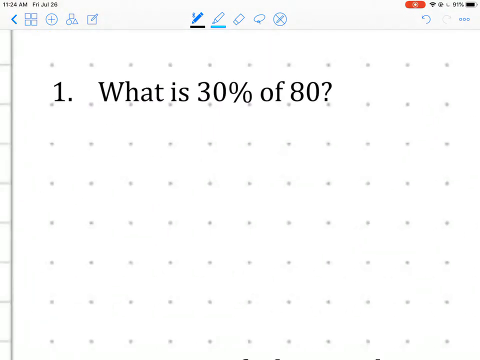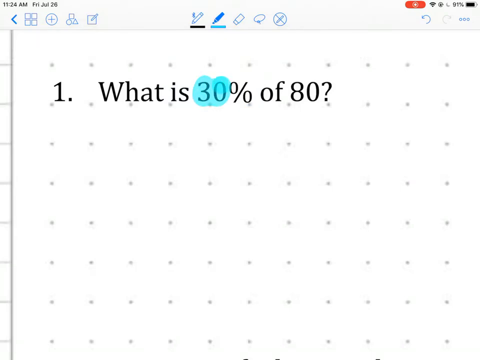So we'll start off with the easier ones and work up to the harder ones. And notice I'm not saying the easy ones. This is not easy, but it's easier than some we can do and some we will do. So here's the question. What is 30% of 80? And let's go ahead and identify the three parts.